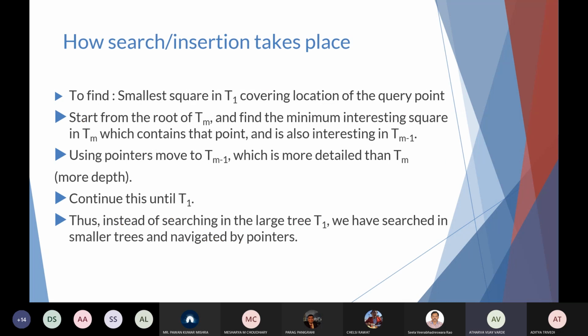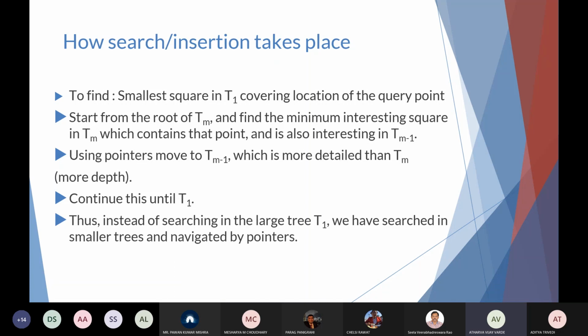If we see how the search actually takes place, what we want to do is find the smallest square in T1 which covers the location of our given point. So we start from the smallest tree, that is the tree with the least detail, TM. We first search in TM for the minimum interesting square which can contain that point. This tree has a much lesser number of nodes, so this search takes place very quickly.